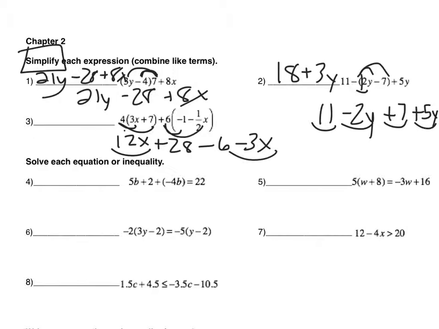12x minus 3x is 9x. And 28 minus 6 is a positive 22. Make sure that you understand each of those steps and pause the video or rewatch it to make sure that you got all of those components for those first 3 problems.